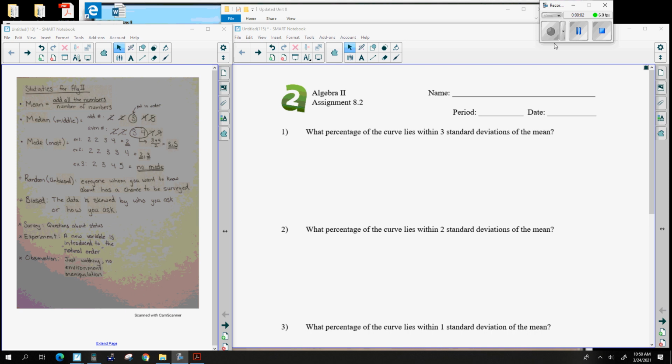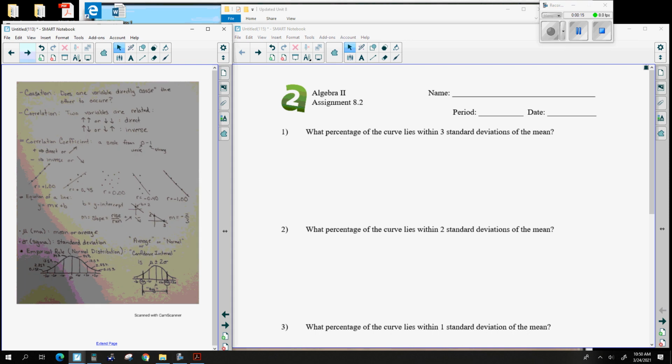Okay, here we go with assignment 8.2. So this is lesson 2, where you're going to find most of the information that pertains to this lesson on our formula sheet if you flip to the second page. Most of that information is going to be found right here at the very bottom. This is where we're looking.